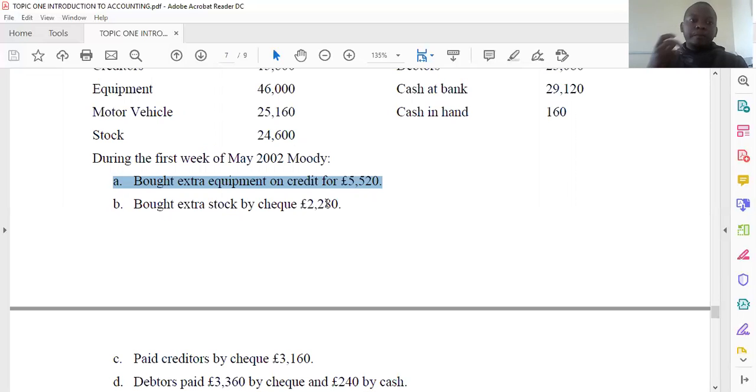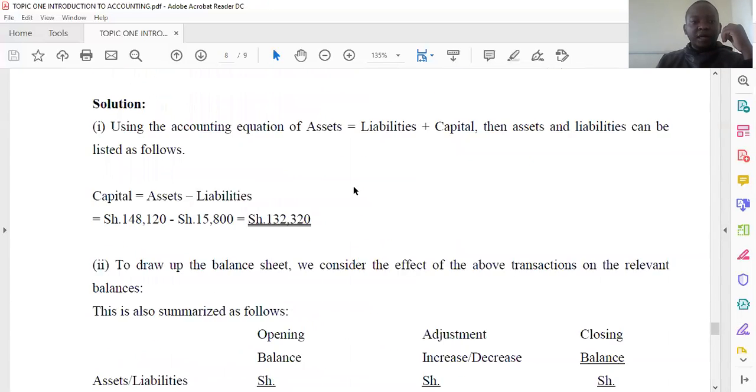Like in this case, I bought extra equipment on credit 5520. We have equipment coming into the business. Equipment is increasing, and at the same time, creditors are increasing out of this transaction. So to incorporate the effect of this transaction, we add 5520 to equipment and add 5520 to creditors, like we can see here.